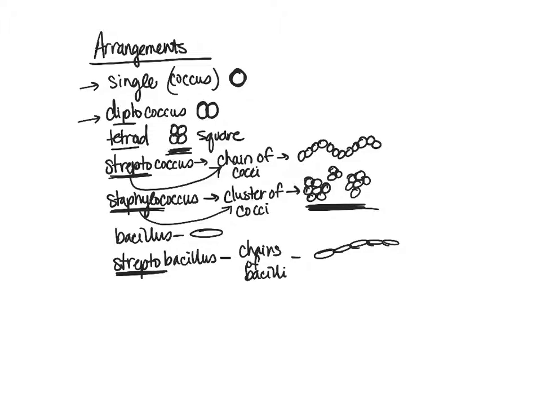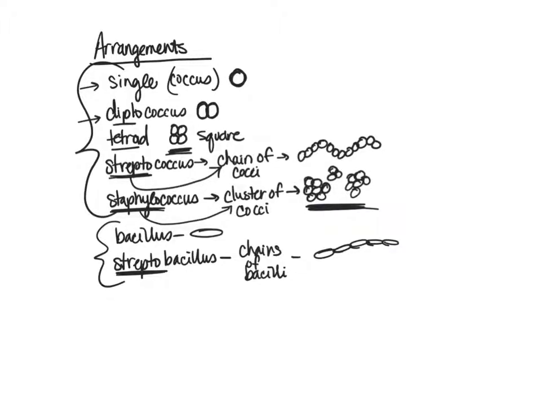So we have the single, the two, the four, then we have chains and clusters for coccus. So all of these are related to our coccus shape. And then we have the bacillus single, and then we have streptobacillus, so the chains of bacilli.